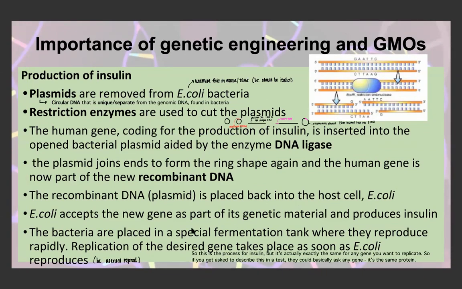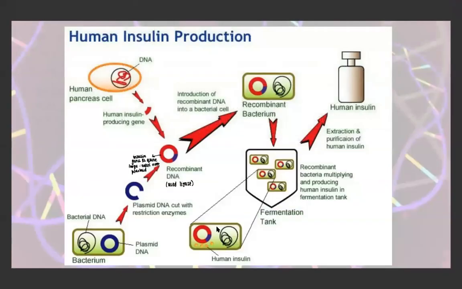The bacteria are placed in a fermentation tank where they reproduce really quickly, and the replication of the desired gene takes place as soon as the E. coli reproduces. And because this E. coli is continually reproducing, it's continually producing insulin. Humans will then extract this insulin and take it as pills or hormones or whatever necessary.